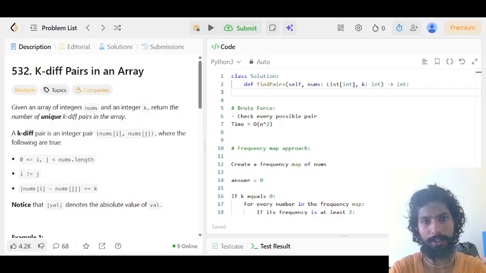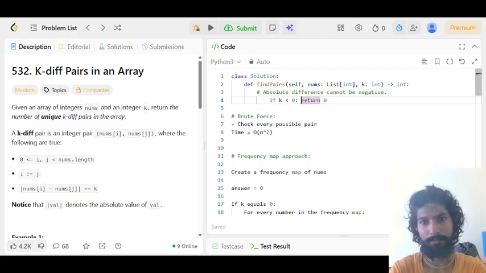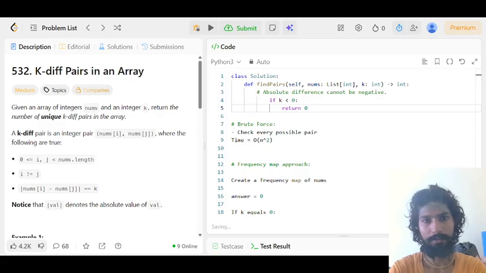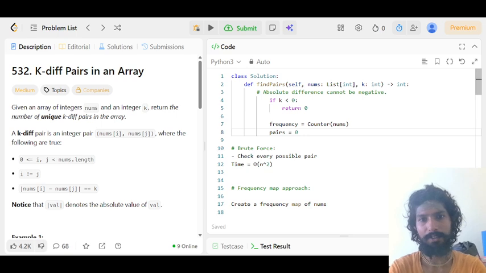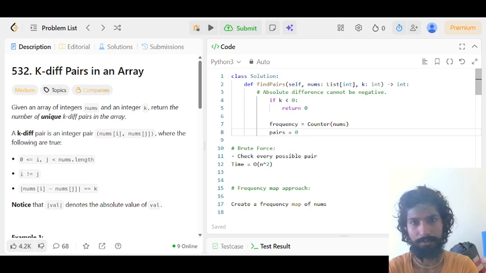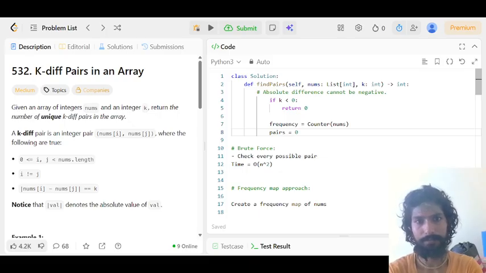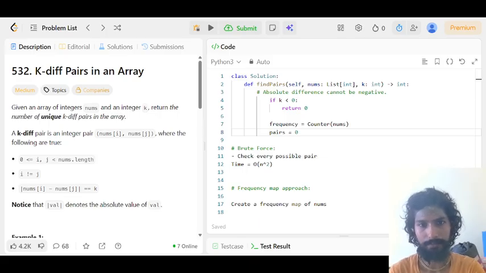Because absolute difference cannot be negative, if k is less than 0, then we return 0. Then we initialize frequency equals Counter(nums) and pairs equals 0. This is a short way to get the frequency map, just by writing Counter(nums).